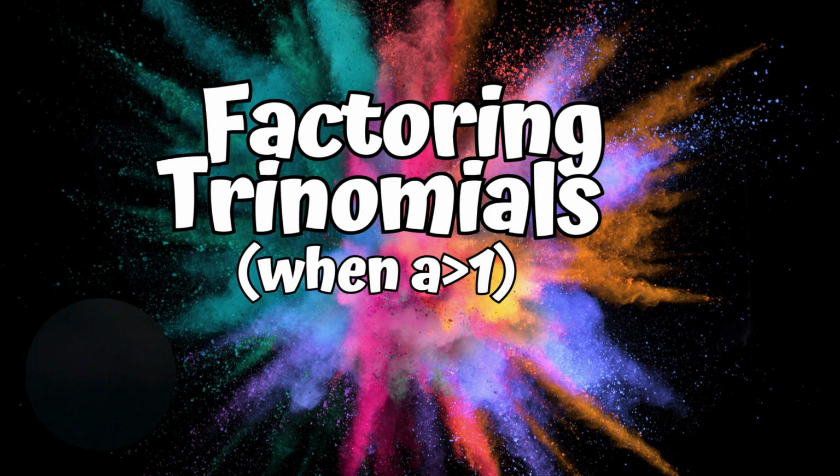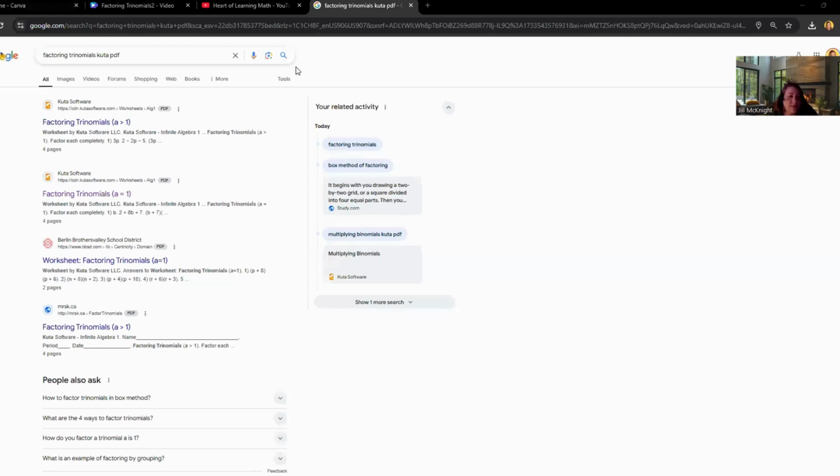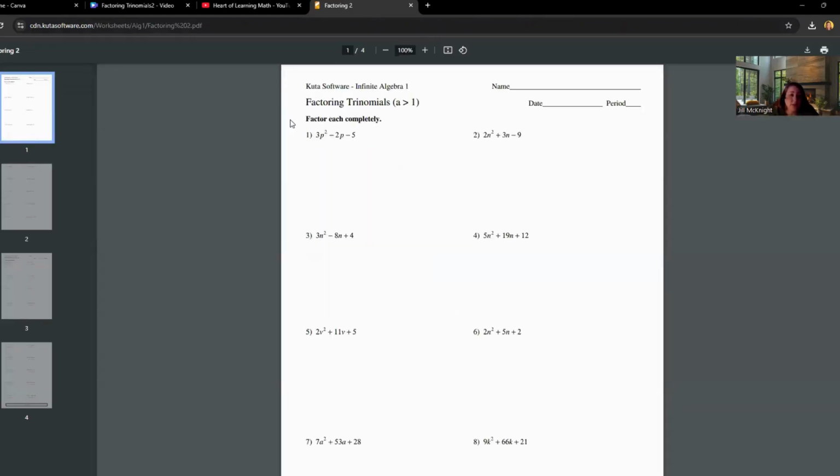Factoring trinomials when a is greater than 1. Welcome back. So in the last lesson, we did factoring trinomials when a was equal to 1. And today we're going to go to this worksheet that everybody can find online in a Google search. And we are going to factor trinomials that have an a that's bigger than 1. And we're going to use the box method.